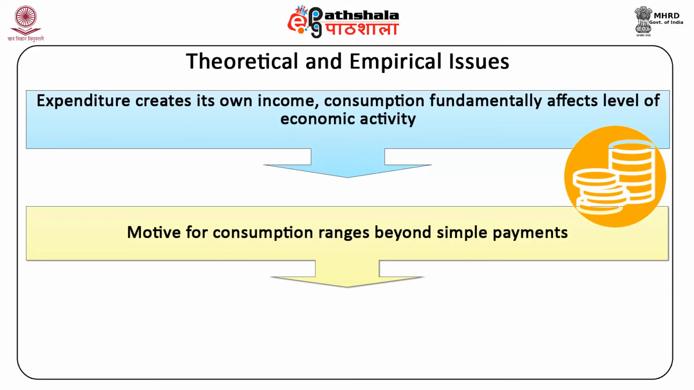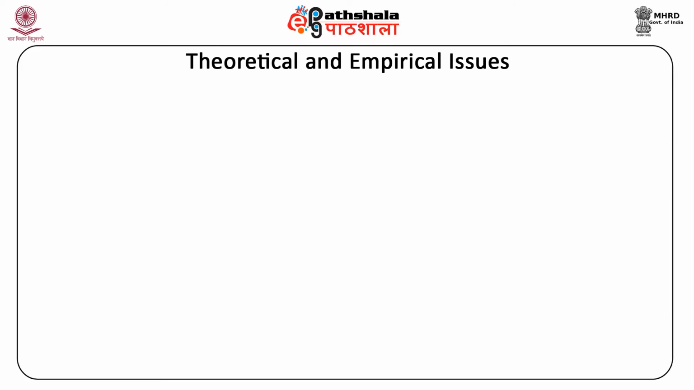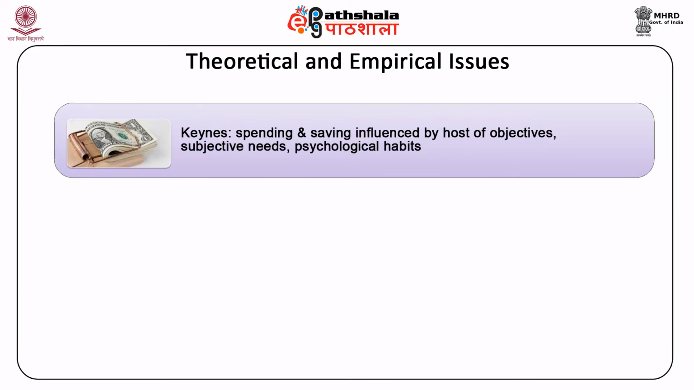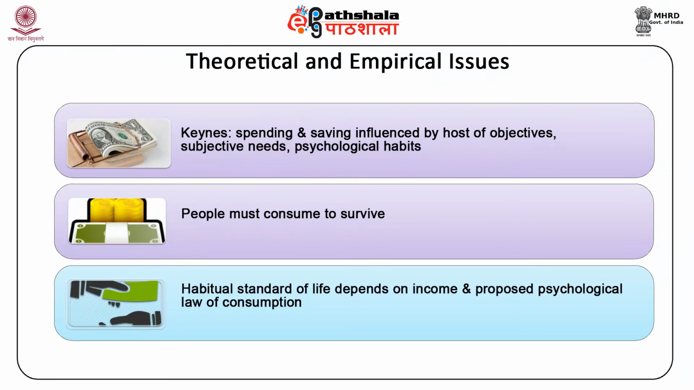The motive for consumption ranges far beyond simple payments. There are not many people who would alter their way of living because the rate of interest has fallen or risen. As put by Keynes, spending and savings are influenced by a host of objectives, subjective needs, psychological habits, etc. He recognized that people must consume to survive, for an individual's habitual standard of life depends on his income, and proposed the psychological law of consumption.